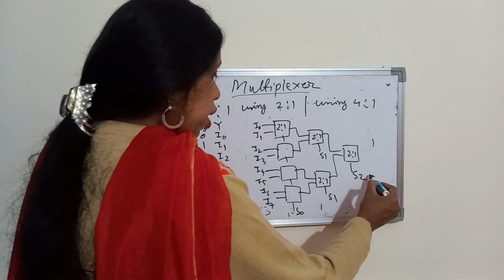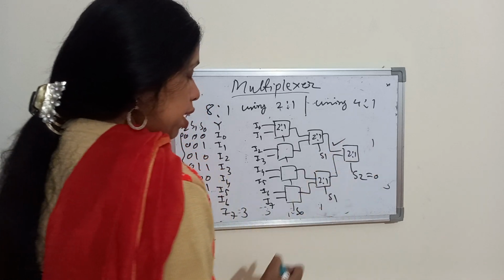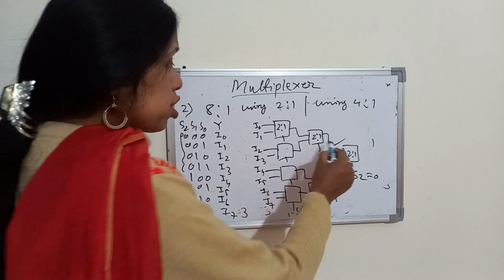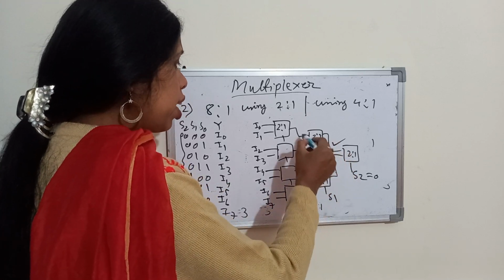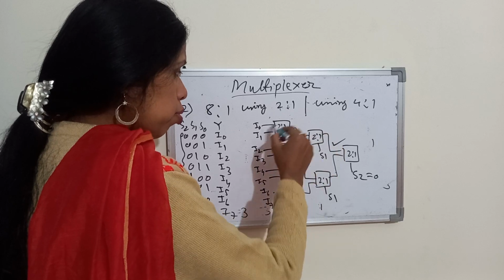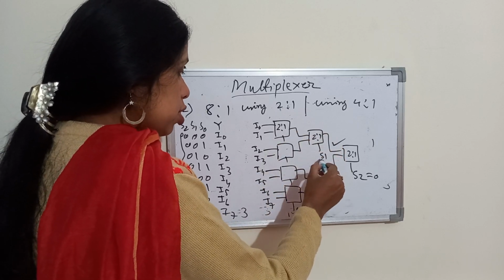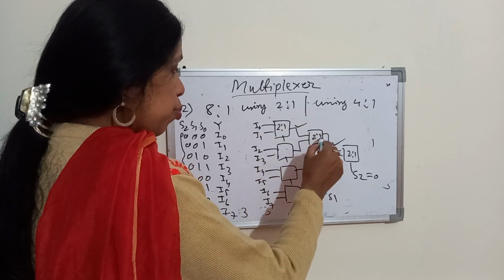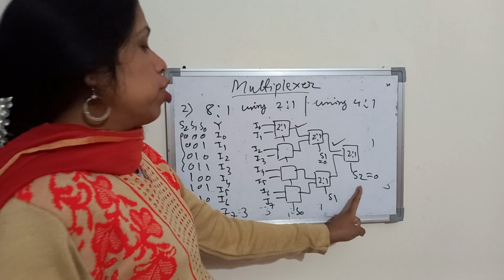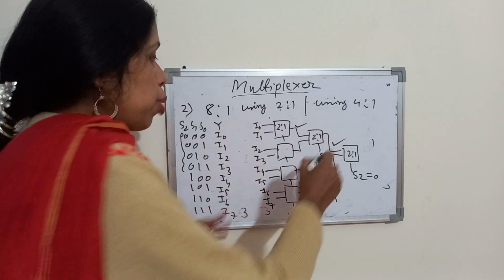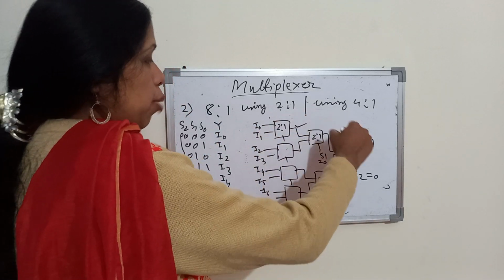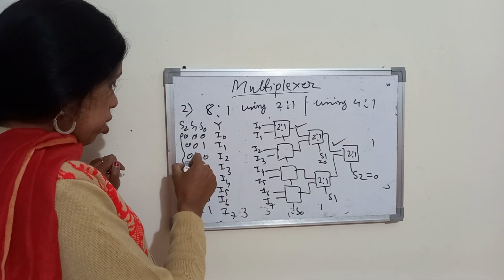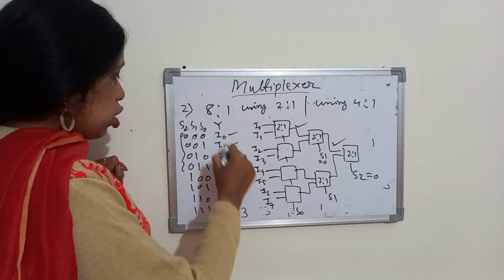I0, I1, I2, I3. So if your S2 is 0, that will be selected. Now if it is selected that way, if you give any input here, these 4 will come. If S is 0, these 2 will come here. If it is 1, these 2 will come here. So indirectly when you give S2 as 0, this upper portion is coming. That means if S2 is 0, these 4 are connecting.